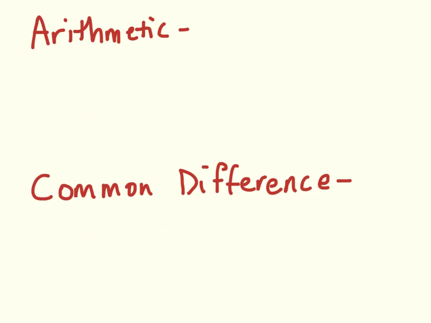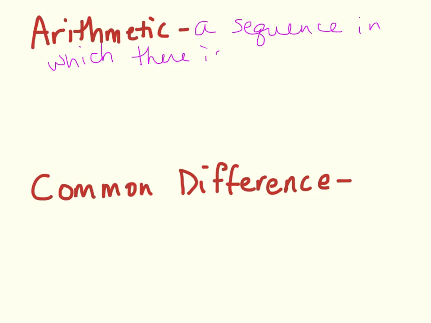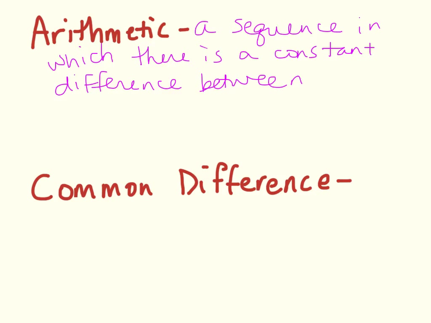All right, now an arithmetic sequence is a sequence in which there is a constant difference between consecutive terms. So there's a constant difference, or the same difference, between consecutive terms.